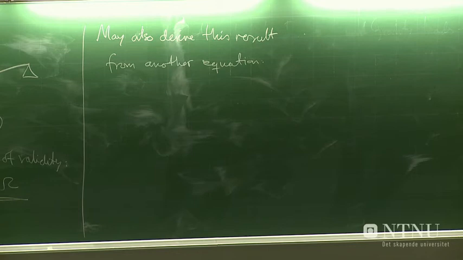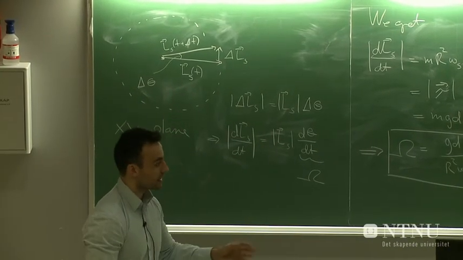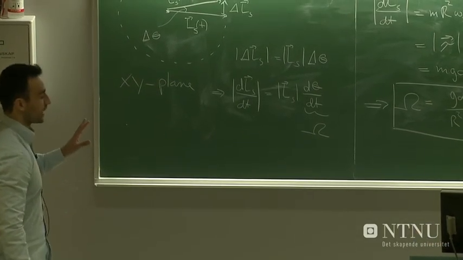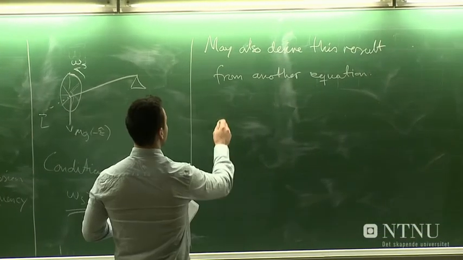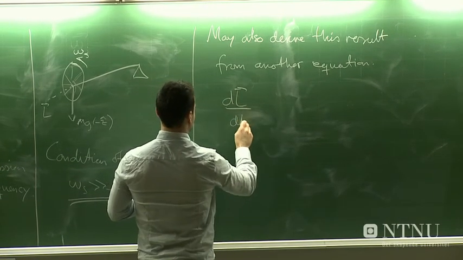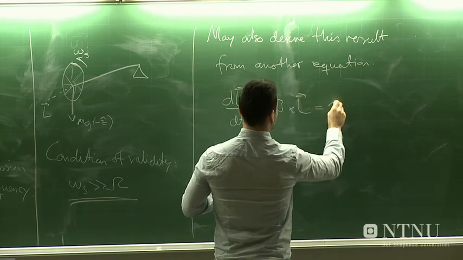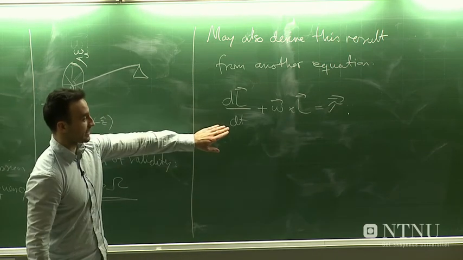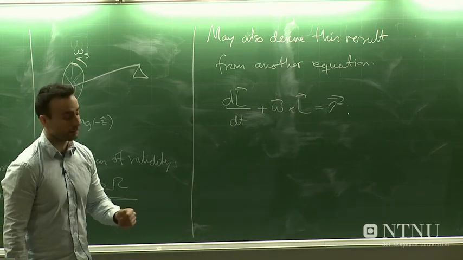Now we may actually derive this result in a very simple way from another equation, namely the equation that we derived in the previous lecture that relates the time change of the angular momentum in the rotating frame to the time change of the angular momentum in a stationary frame. Namely this. And keep in mind that this is as seen from the rotating coordinate system. So we imagine now that we have a coordinate system which is attached to the wheel.